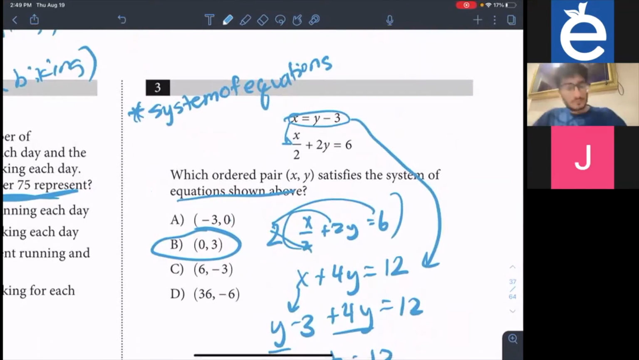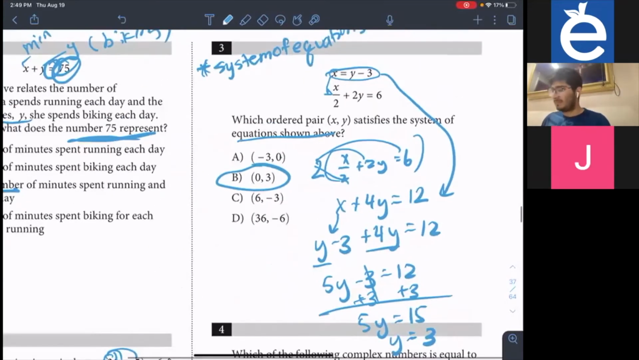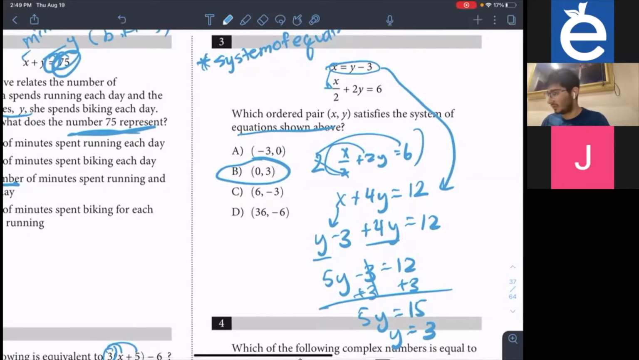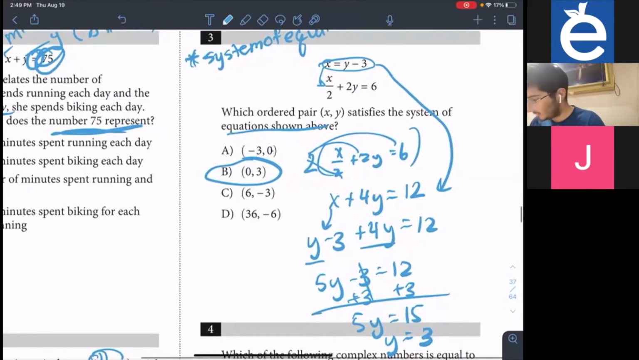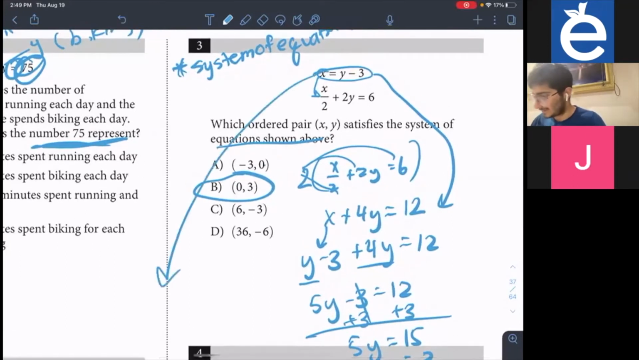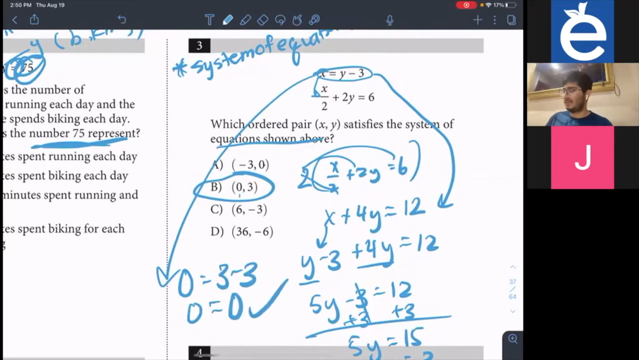We have to make sure that it works out, because usually on the SAT I would check. So I wanted to show you that it works. Let's just check. So we have 0, 3, right? Let's try using the first one. This is a simpler equation. So x, which is 0, is equal to y, which is 3, minus 3. Does that work? Yes, it works. So that means that choice B is our correct answer.